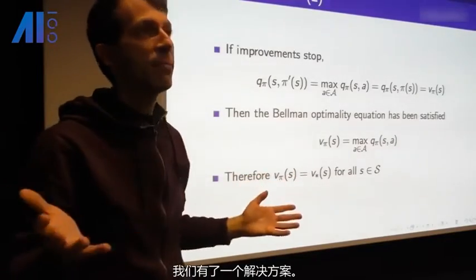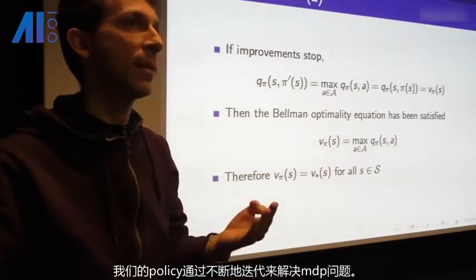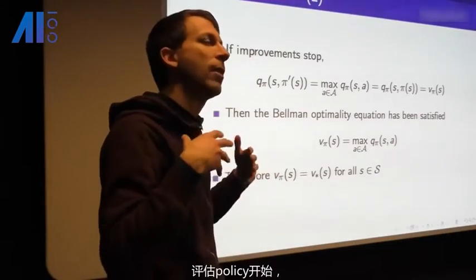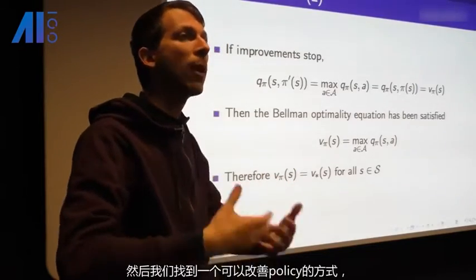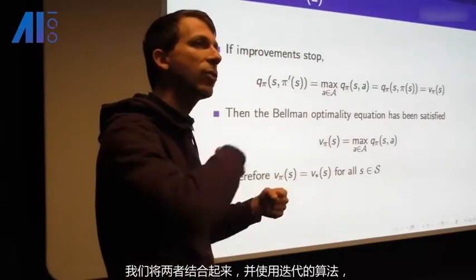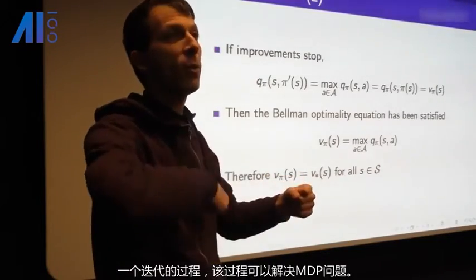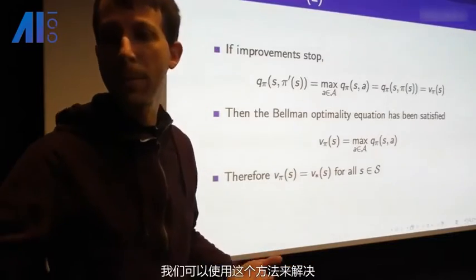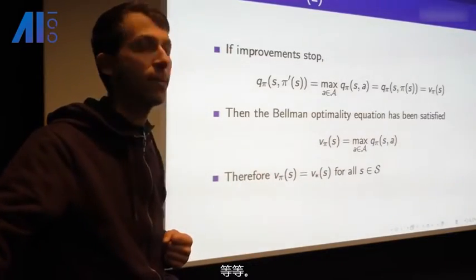So we have a solution method. We've seen policy iteration solves MDPs. To summarize so far: we started off with a way to evaluate a policy. Then we found a way to improve a policy. We put these together into an iterative algorithm, and we've shown that iteration actually does solve the MDP. It finds the thing that we want, the best possible thing you can have in that whole MDP. So we could solve problems like the Jack's car rental and so forth using this approach.